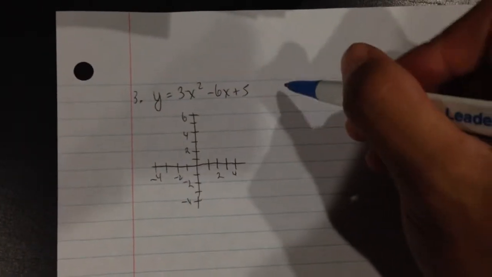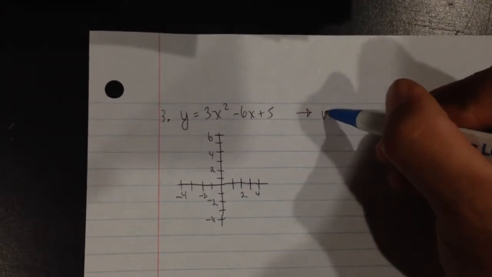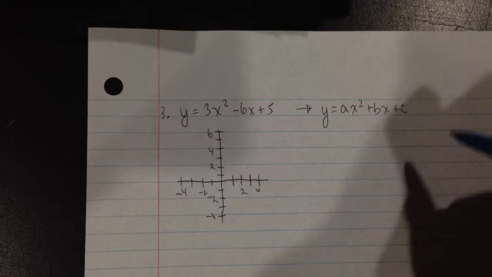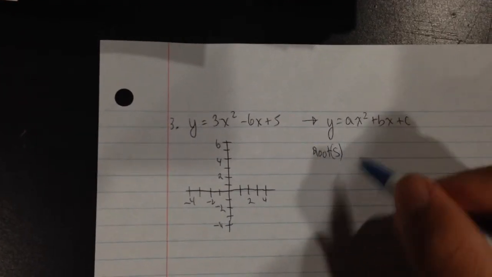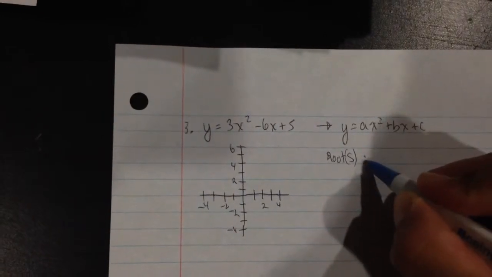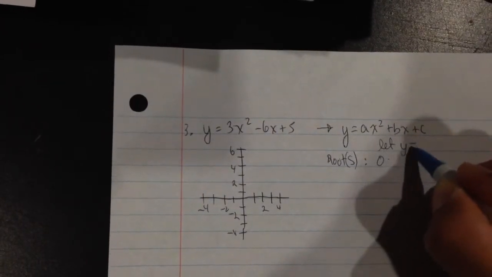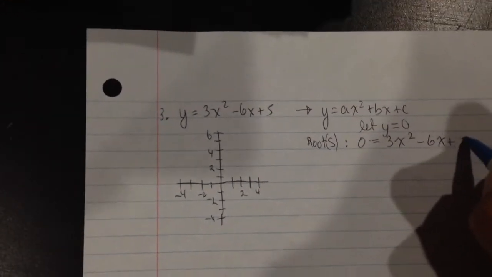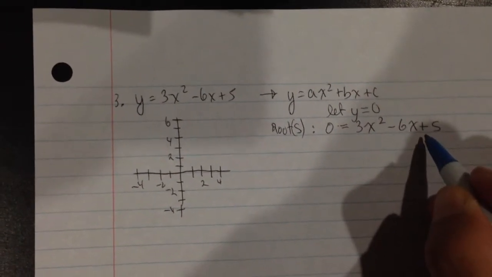Alright, now to solve this problem, we first need to realize that this is a quadratic function in standard form, which means it could be written this way. Now, when we're looking for the roots or the x-intercepts, we need to let y equal 0. So our whole equation would be 0 equals, well, we have to let y equal 0. So now we have this equation right here. Once we do that, we can easily factor this out and solve for x.